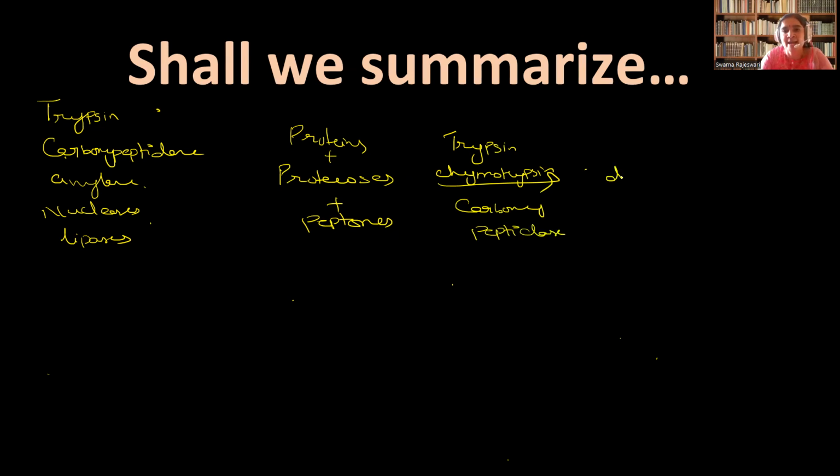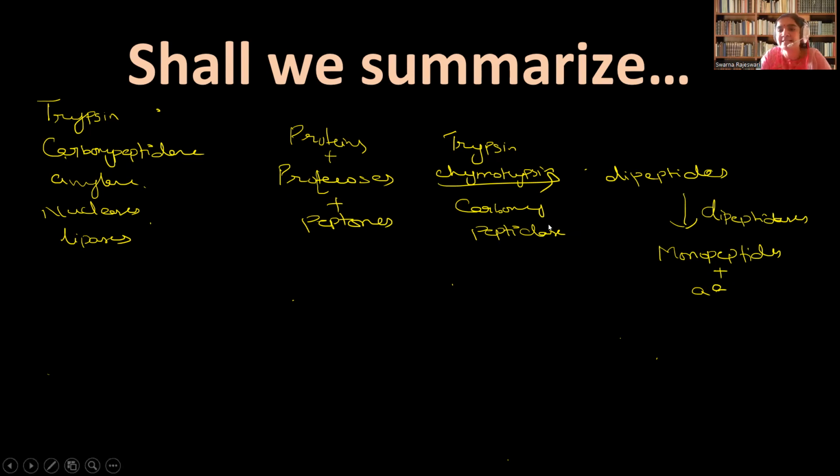And these are converted into dipeptides. Now these dipeptides will be converted into monopeptides as well as amino acids by dipeptidases. So first proteoses and peptones, which are the products of digestion from the stomach, are acted upon by trypsin, chymotrypsin, and carboxypeptidases and are converted into dipeptides. Dipeptides are again converted into monopeptides and amino acids. So these are the final products of digestion of proteins.